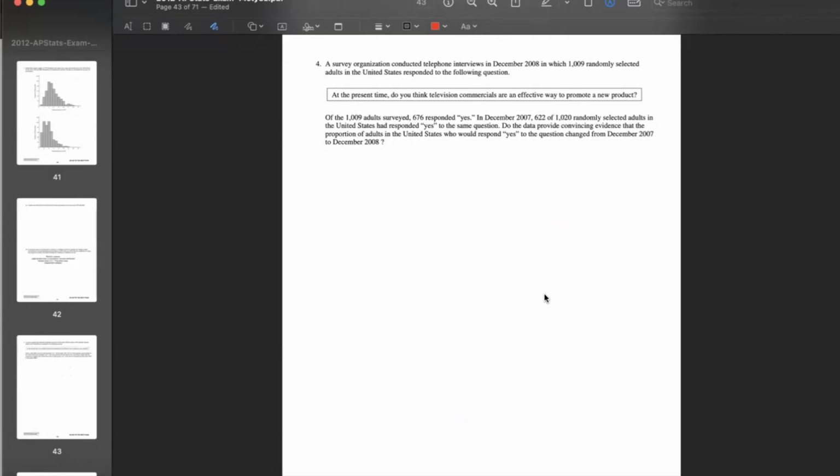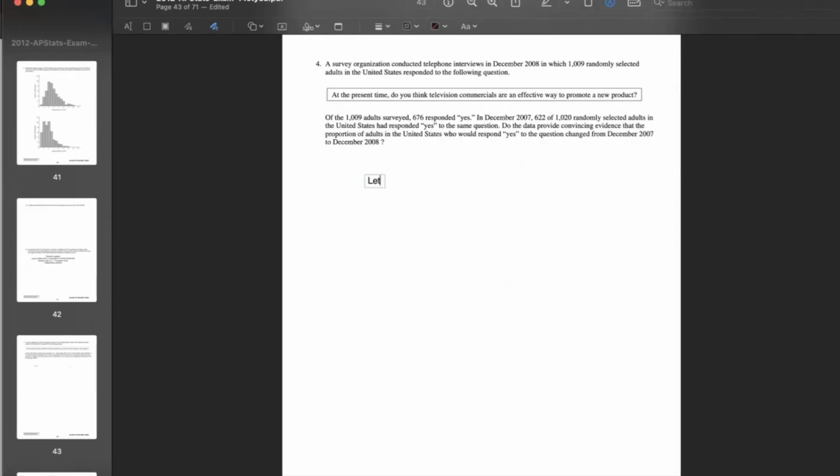Question number 4 is a statistical inference question. So a survey organization conducted telephone interviews in December 2008. Okay, it asked, do you think television commercials are an effective way to promote a new product? And then in December 2007, there was a different sample. And do the data provide convincing evidence that the proportion of adults who would respond yes to the question changed? All right, so let's first set up the hypotheses. And then in my stats video, I gave examples of statistical inference where there was a clear first and second group, but here there is no clear first and second.